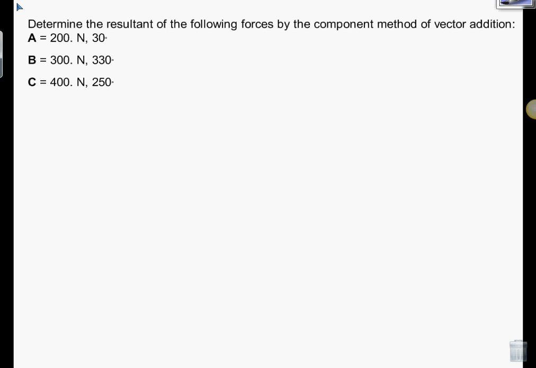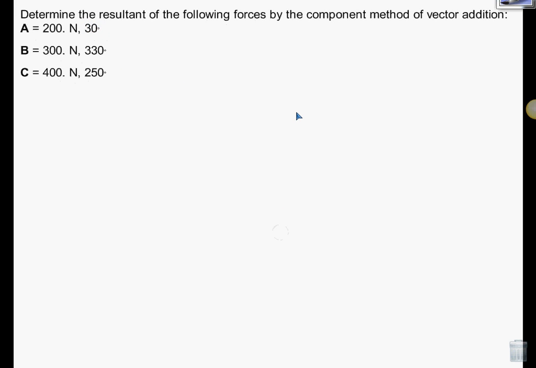This example, we're now going to get to the real deal. Now we're going to do what we're supposed to do. Everything we have been studying leads us to this, to determine resultants of two or more forces. So this exercise says determine the resultant of the following forces by the component method of vector addition, which is what you're going to be doing using trigonometry.